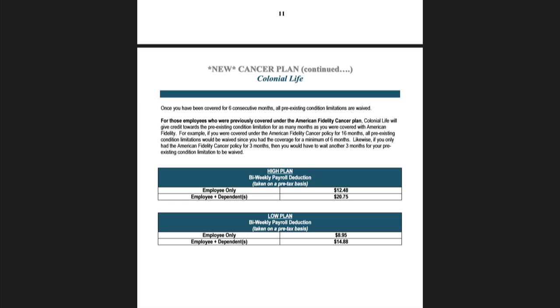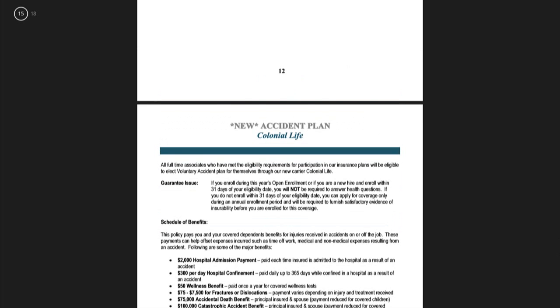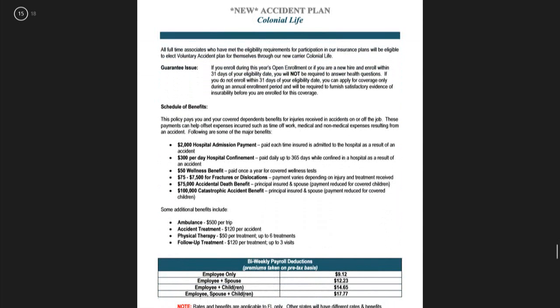Moving on to page 13 is the new accident plan offering. In the guide is a brief outline of the schedule of benefits. And should you elect to enroll for this product, you will be provided with a policy certificate, which will include the full schedule of benefits for your reference.